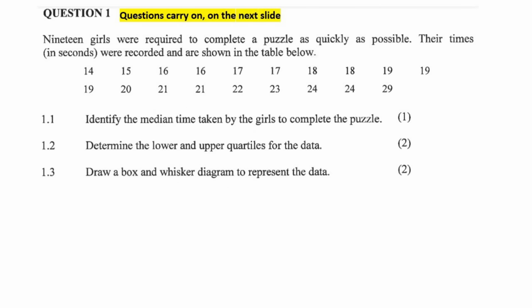So 19 girls were required to complete a puzzle as quickly as possible. Their times were recorded and they're shown in the table below. Okay, so first question, identify the median time taken by the girls. So always make sure that the data is arranged from smallest to biggest, and thankfully it is.